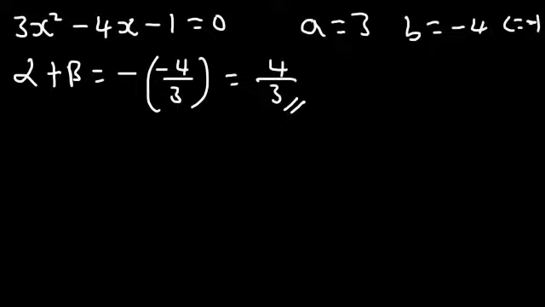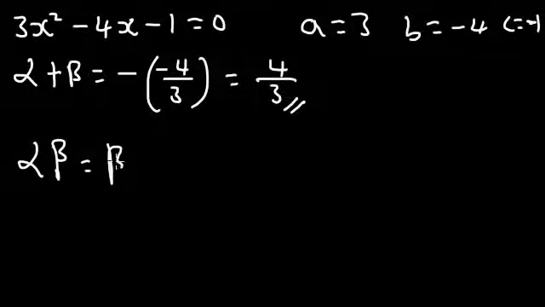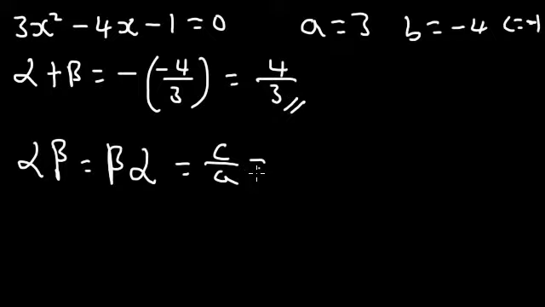Now let's consider another example. What about alpha beta? How can we find its value? First, let's know if alpha beta is symmetric. Alpha beta is absolutely the same as beta alpha. Interchanging the position doesn't alter the result. So therefore, from the formula we said that alpha beta is equal to c over a. C in this case is -1 and a is simply 3. So alpha beta would be equal to -1 over 3. That is the solution to this problem.